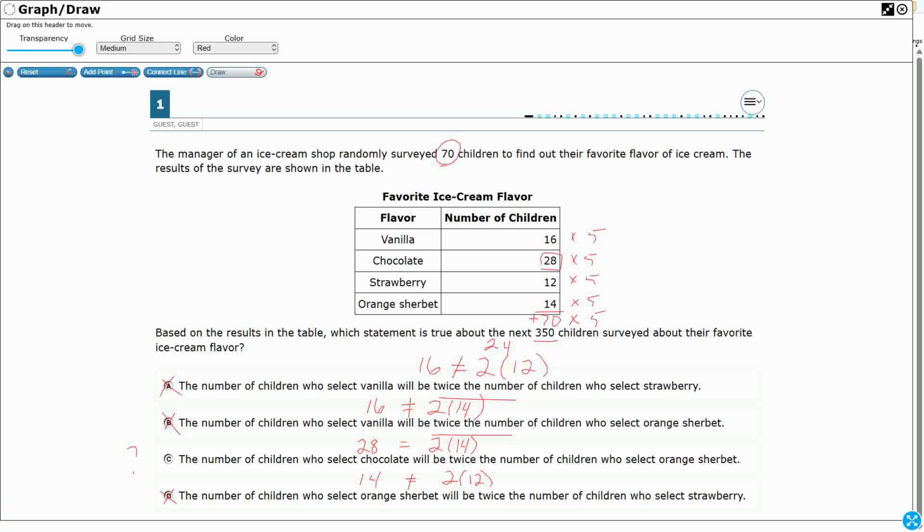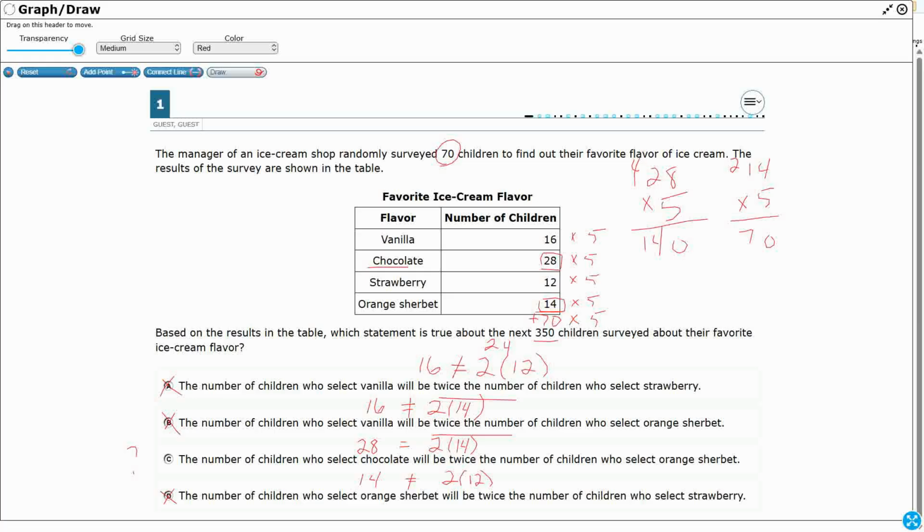So we've got chocolate and sherbet. We're dealing with this number and this number. Let's multiply 28 by 5. That's going to be 140. And then let's do our 14 by 5. That's going to be 70.